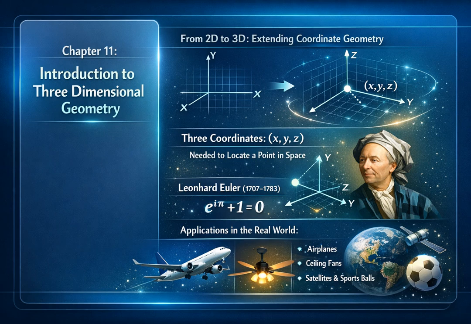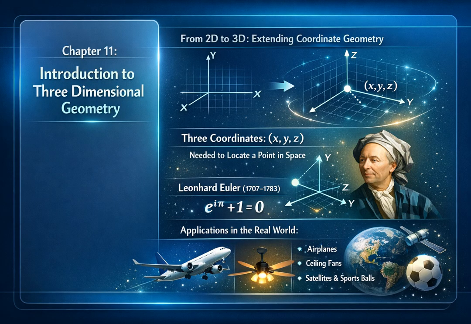Welcome to Chapter 11, Introduction to Three-Dimensional Geometry. While we've studied points in a plane using two coordinates, real life often requires three dimensions. Think of a ball thrown in space, an aeroplane flying, or a ceiling fan. All need three coordinates to locate. The great mathematician Leonhard Euler helped develop these concepts.